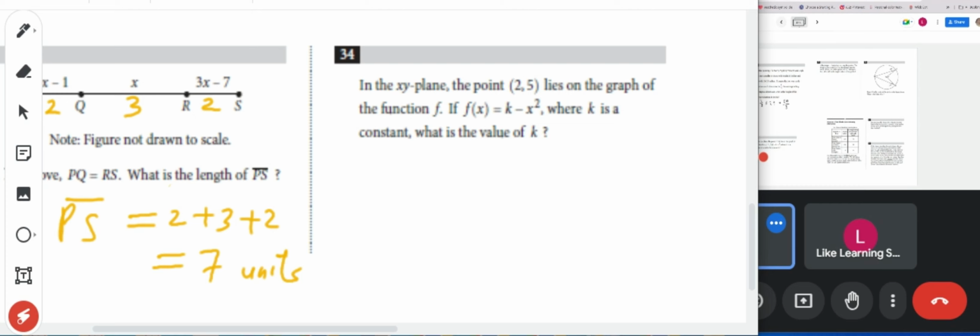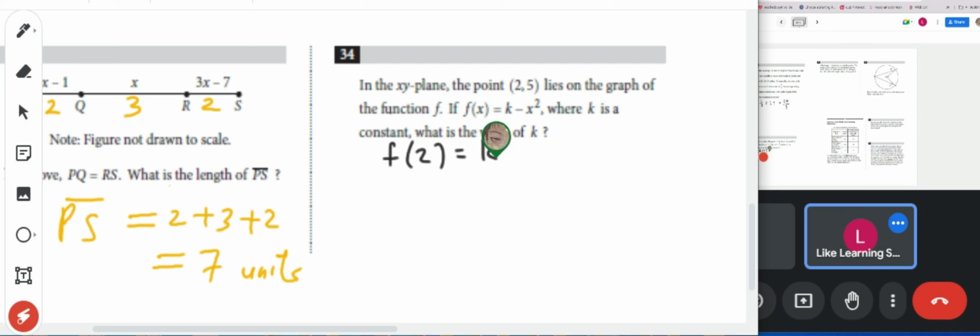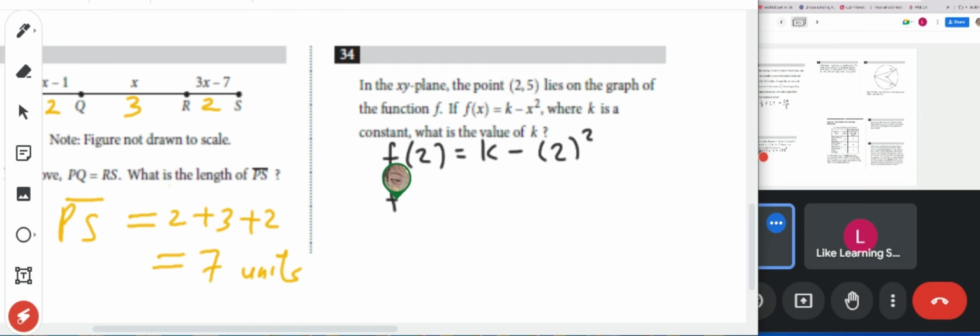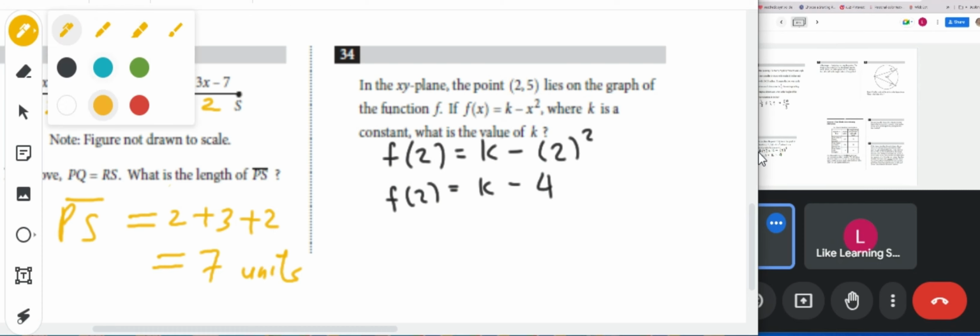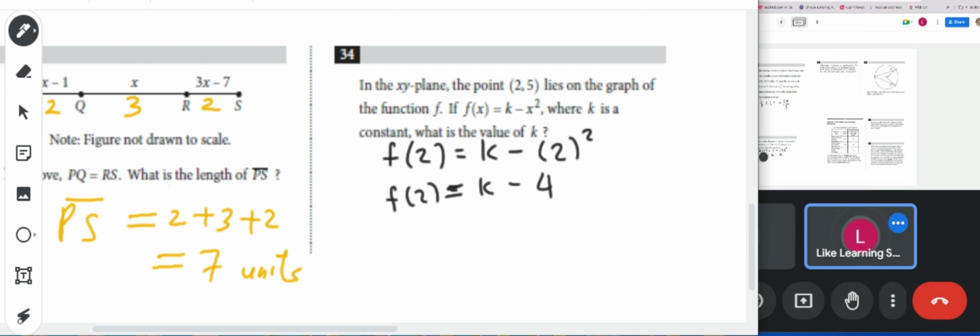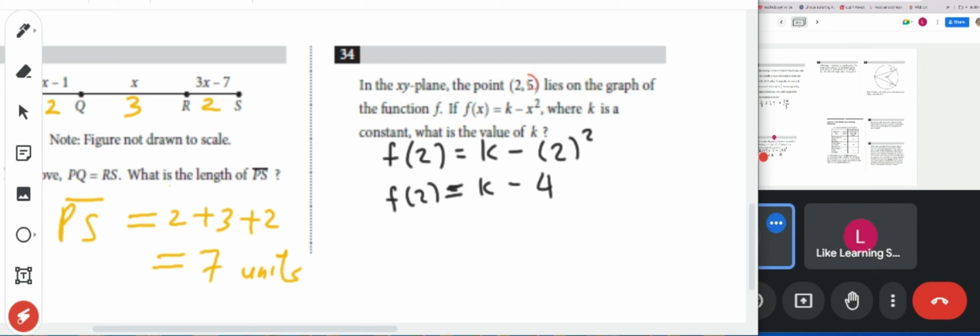So would you do f of x? Yeah, because x is 2. Based on (2, 5), x is 2, y is 5. So k minus 4. When x is 2, what is y? 5. That's the f of 2.